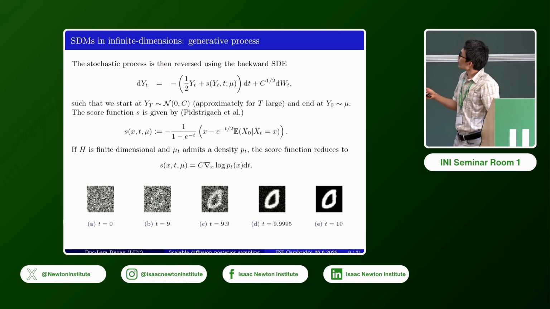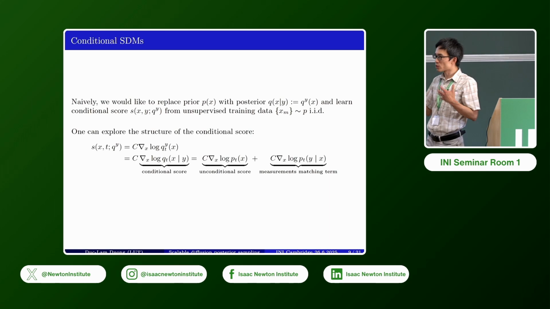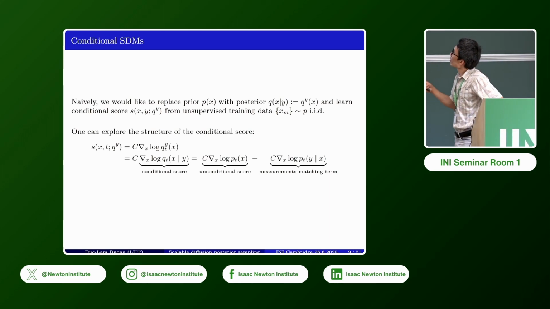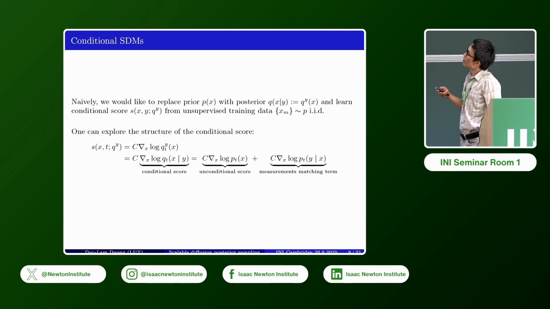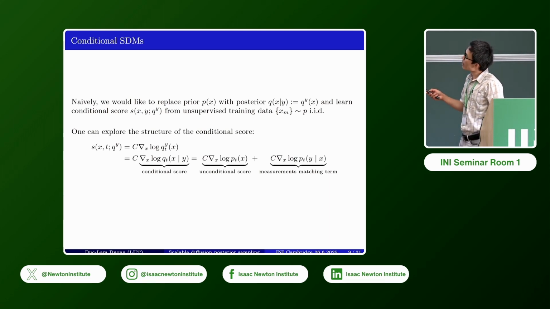Right. So naively, we would like to replace this prior with some posterior, and then try to learn the conditional score from some training data, and this can be done. For example, you can just exploit the structure of the conditional score. So here everything is still in finite dimension.